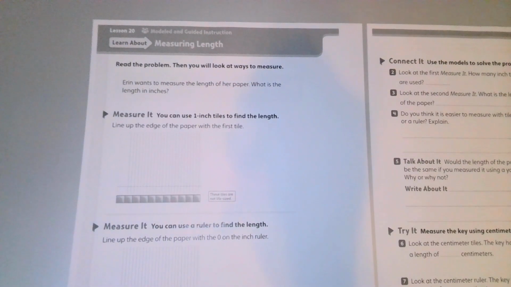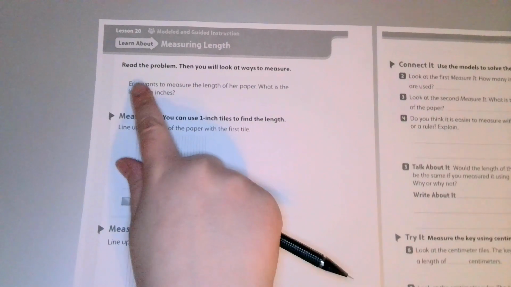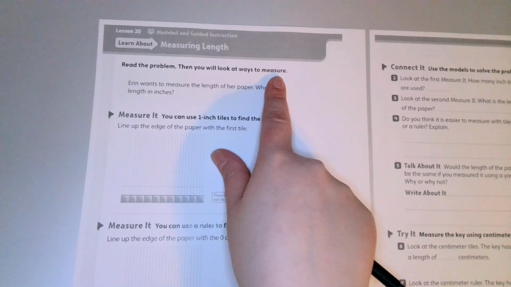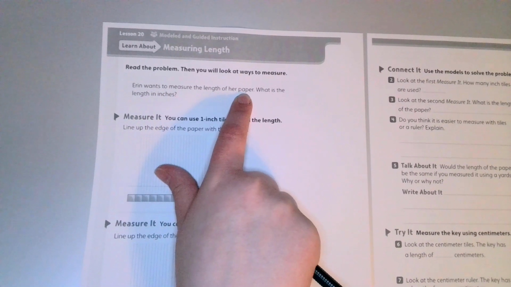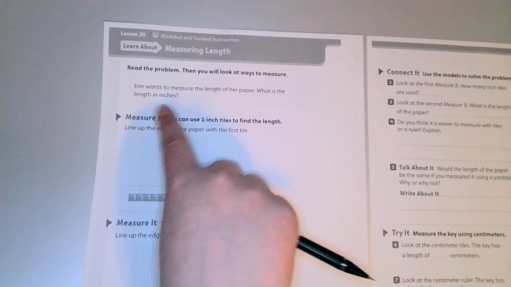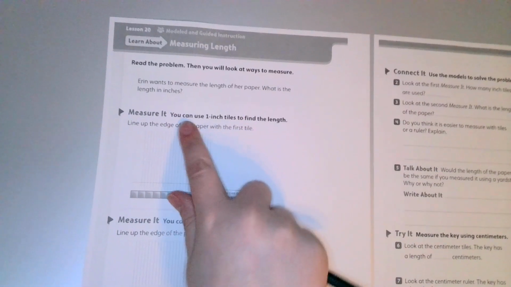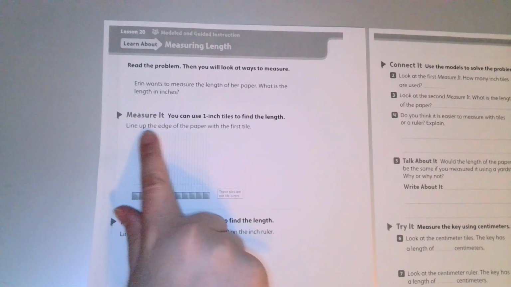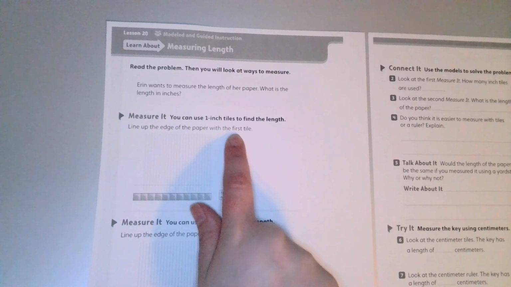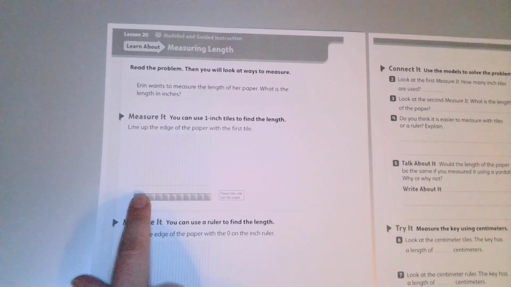So let's get started. It says, read the problem. Then you will look at ways to measure. Erin wants to measure the length of her paper. What is the length in inches? So they decided you can use 1-inch tiles to find the length. So kind of like a picture. Line up the edge of the paper with the first tile, like 0. So here's her paper, here's the tiles, okay?